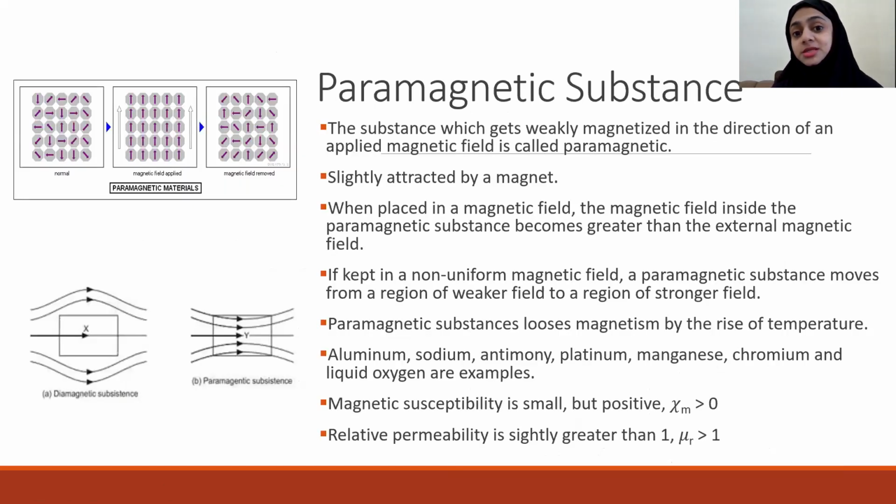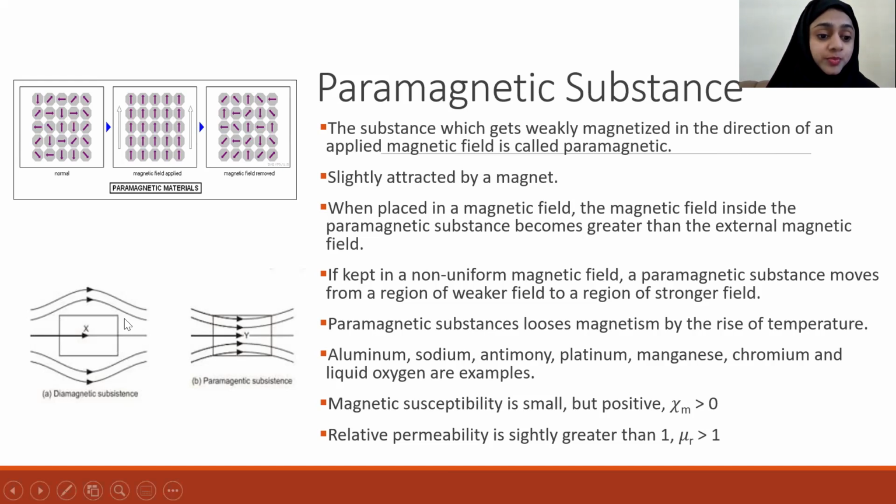Here we are discussing paramagnetic substances. Now, paramagnetic substances get weakly magnetized in the direction of the applied magnetic field. So they get weakly magnetized.